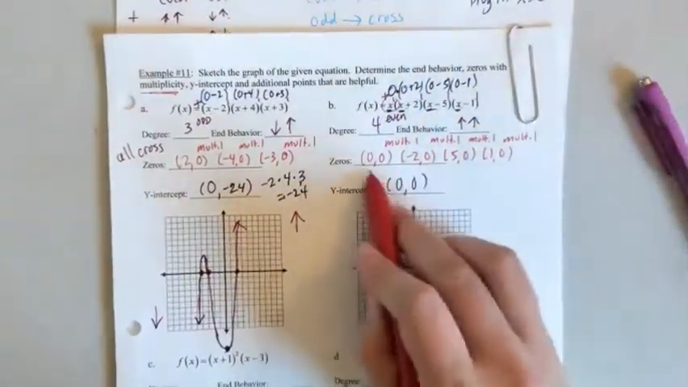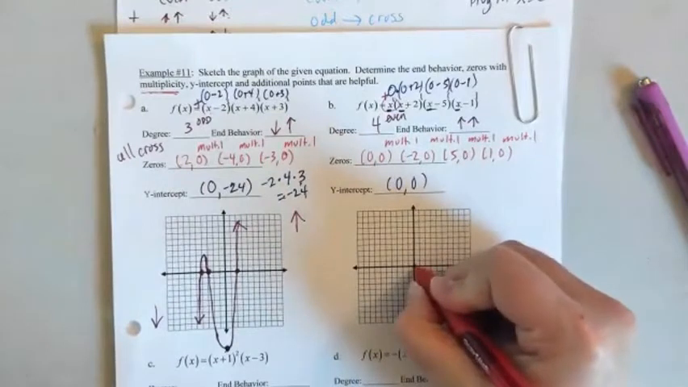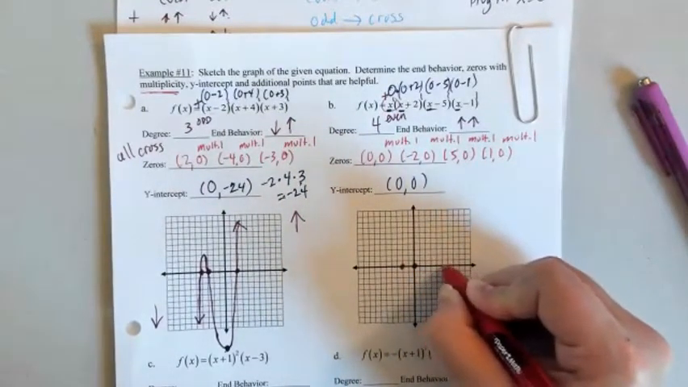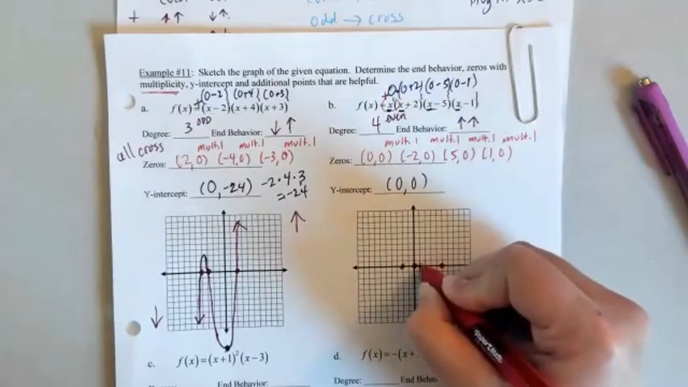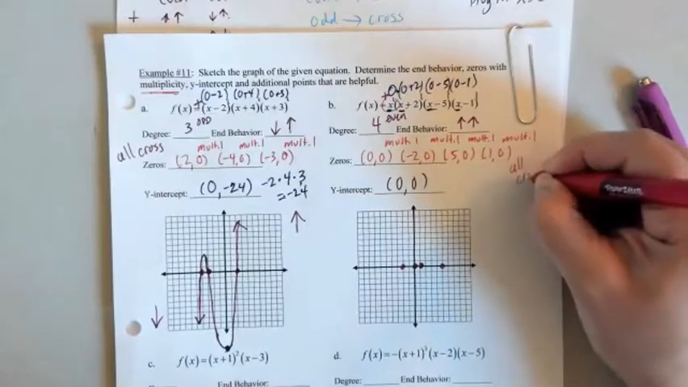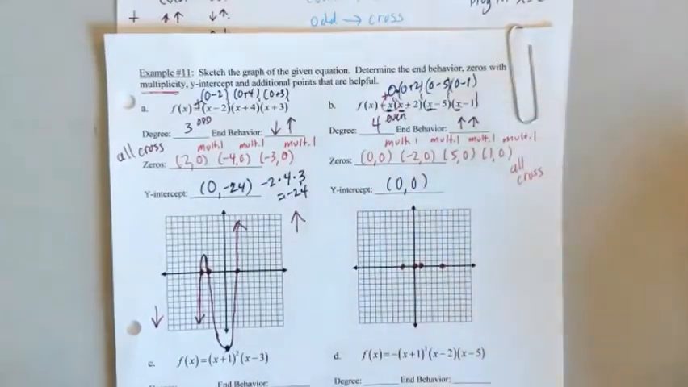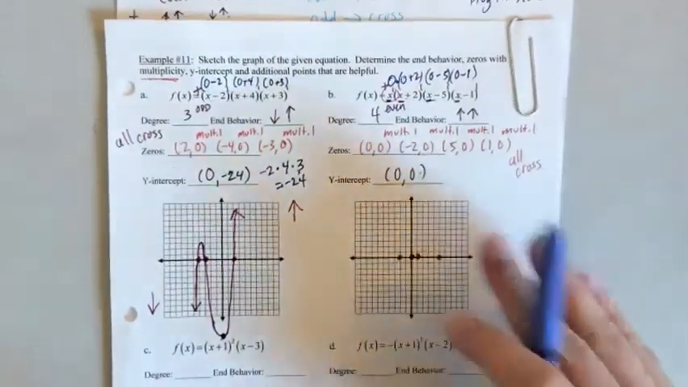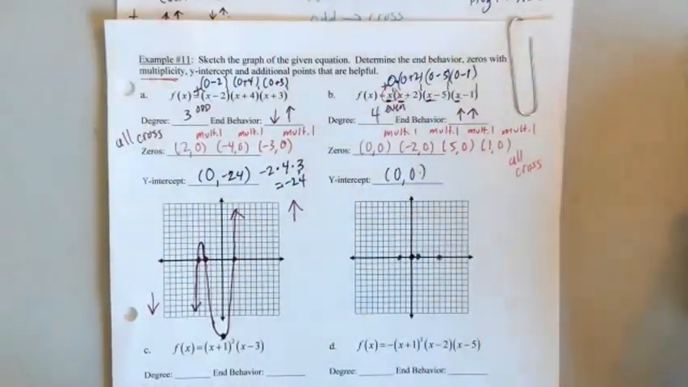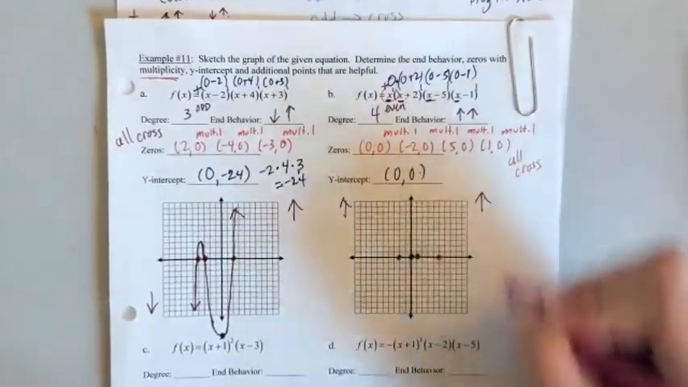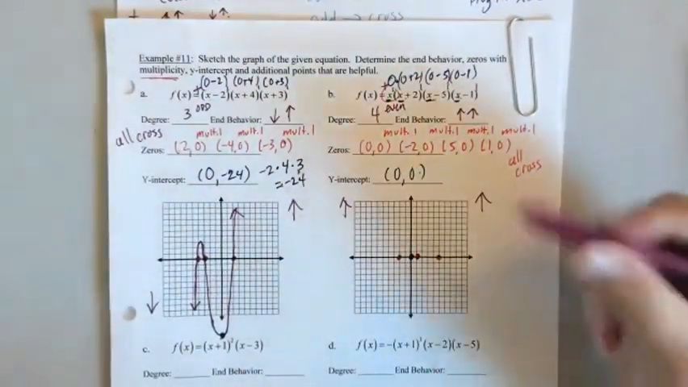Okay, let's try that over here. Again, first step, plot all 4 of my zeros: 0, 0, negative 2, 2, 3, 4, 5, and 1. Again, all have a multiplicity of 1, so they'll all cross. My y-intercept's at 0, 0, so I already had that point, but it's good to know. And then end behavior is up, up. So I'm going to put arrows up and up on either side.